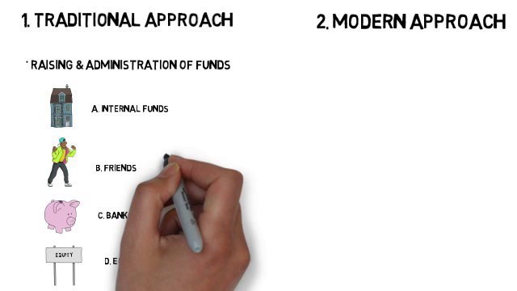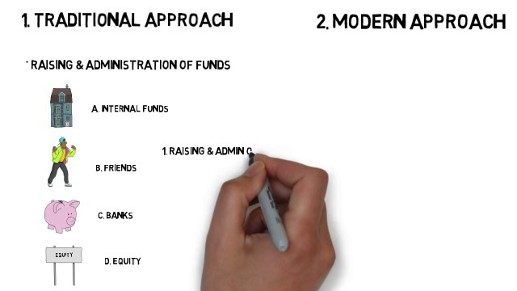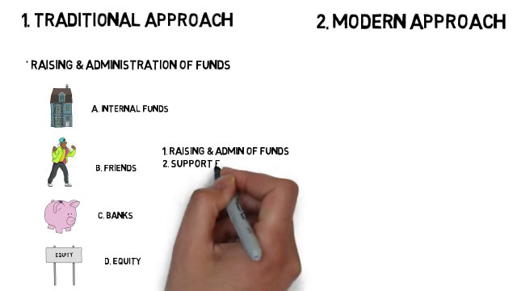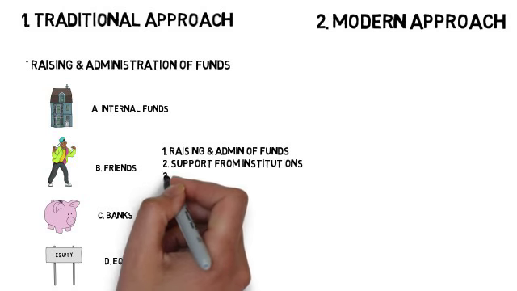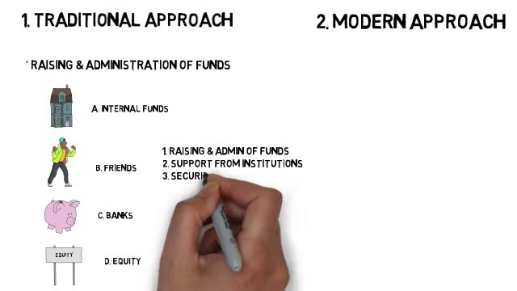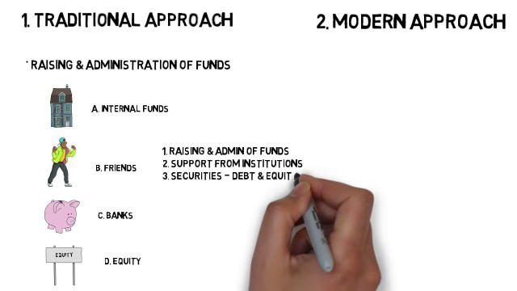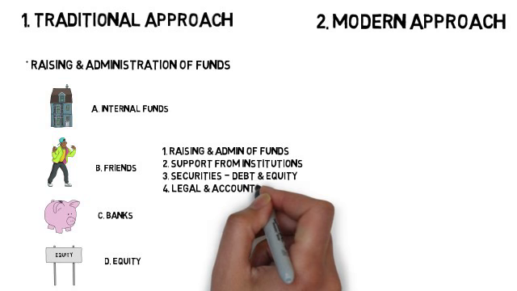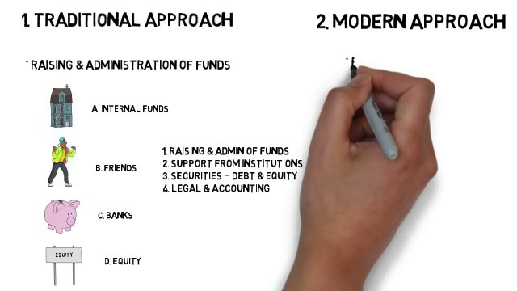So in a nutshell, the traditional approach guides us on the following aspects to raise funds. That is, it guides us in raising and administration of funds, in seeking support of institutions like banks, LIC, etc. It guides us on the types of securities to be issued, that is debt and equity. It guides us on legal and accounting relationships between firms and sources of funds. Example, SEBI needs to be approached for permission to raise funds.